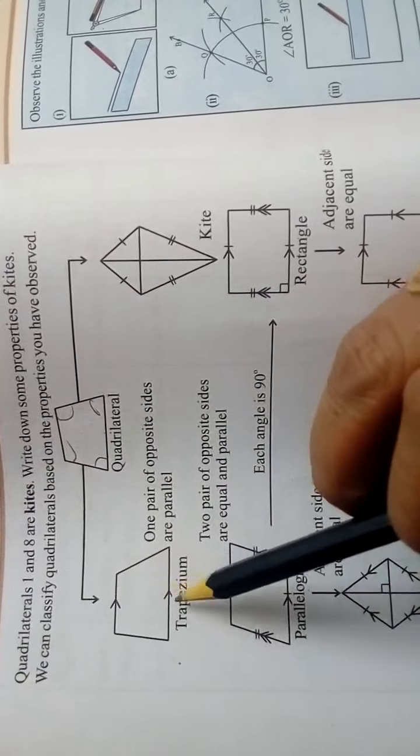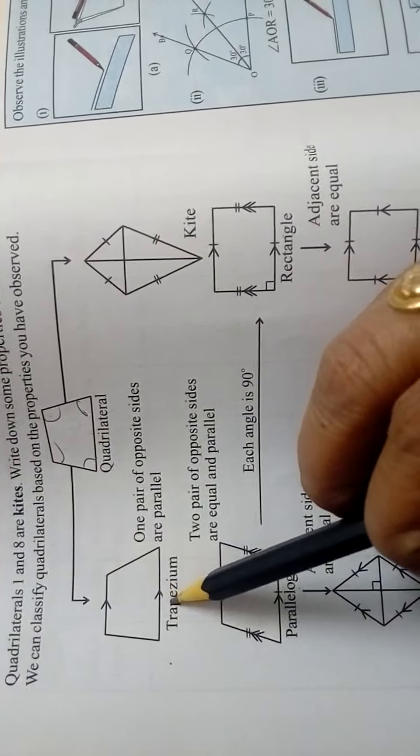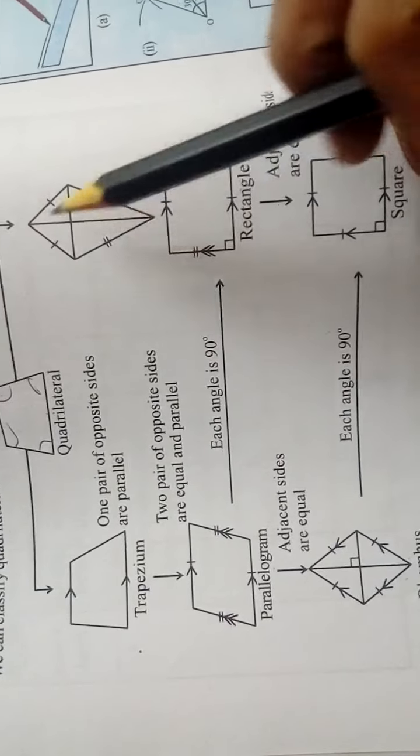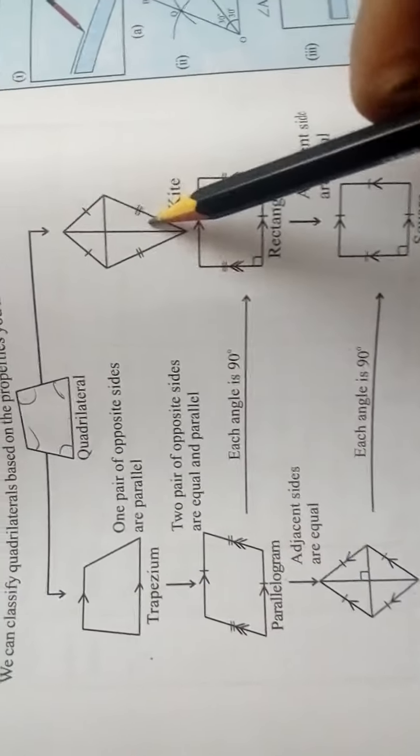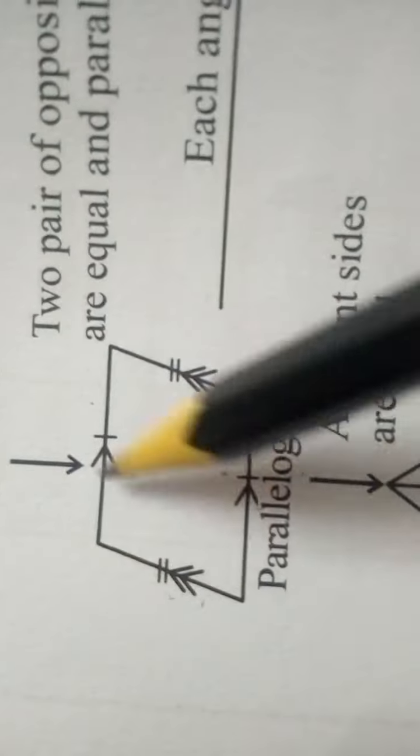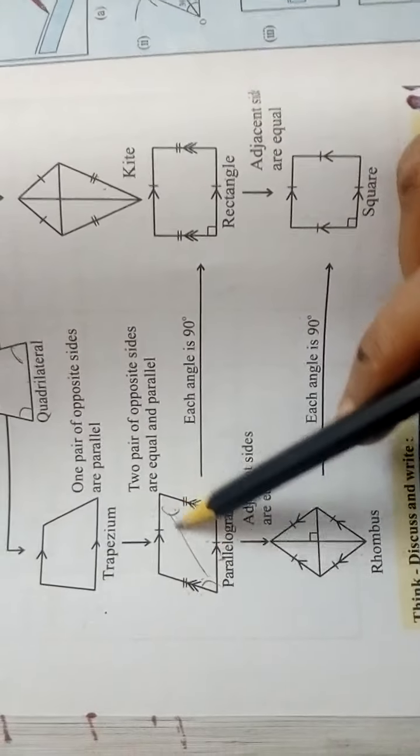Trapezium: when we select the quadrilateral, the opposite sides of the quadrilateral are equal, but the angles should not be equal. This is the trapezium. Kite: opposite sides are equal and the angles should not be equal, and mainly the bisectors are perpendicular. If you are selecting the parallelogram, pairs of opposite sides are equal, and at the same time pairs of opposite angles are also equal.